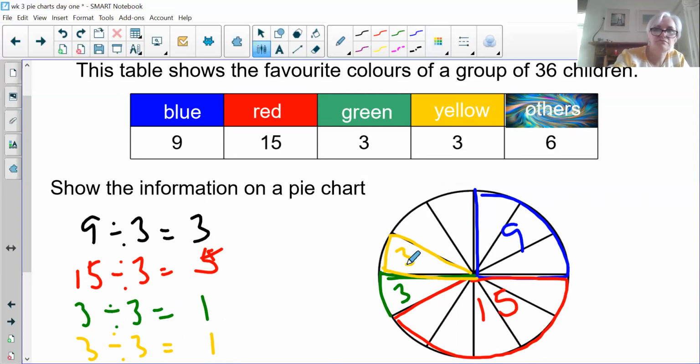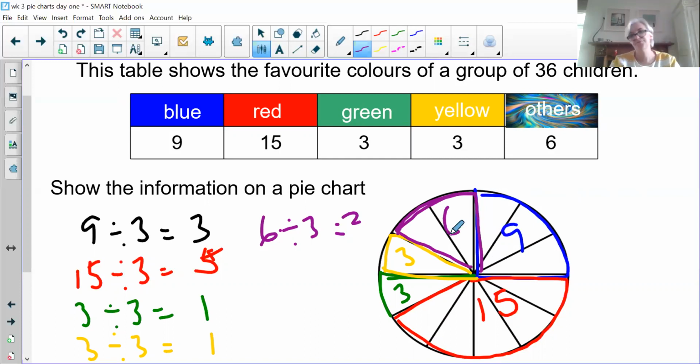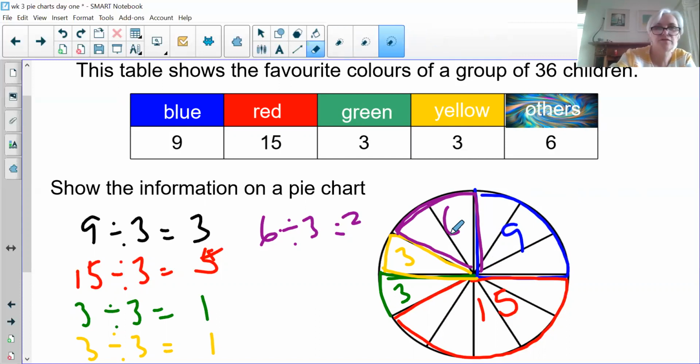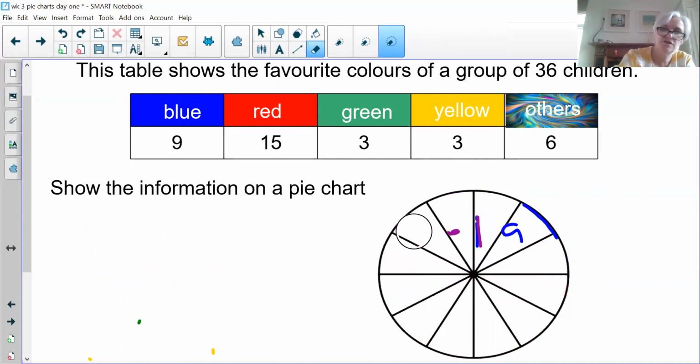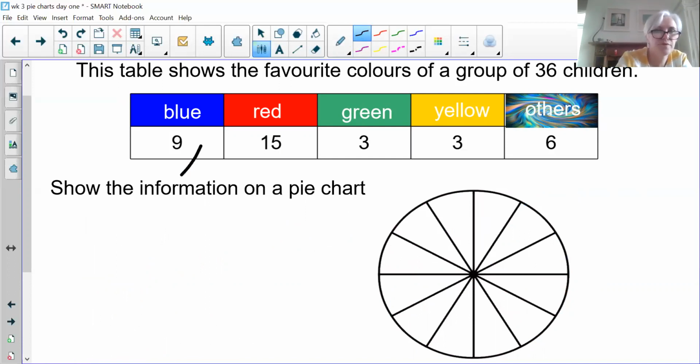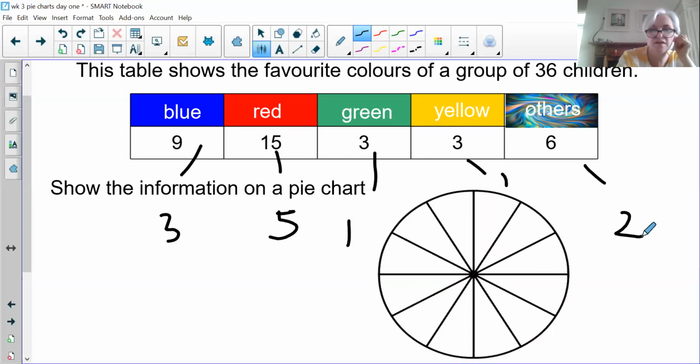And then others, that's a pink. Others is 6. So 6 divided by 3 gives me 2. Luckily, that's what I've got left. So that is 6. Okay, so I asked you to work out how many segments for each. For each colour, each segment was worth 3. So you should have had 3, 5, 1, 1, and 2. And if you add those together, 3 and 5 is 8, 9, 10, 11, 12. 12 segments.